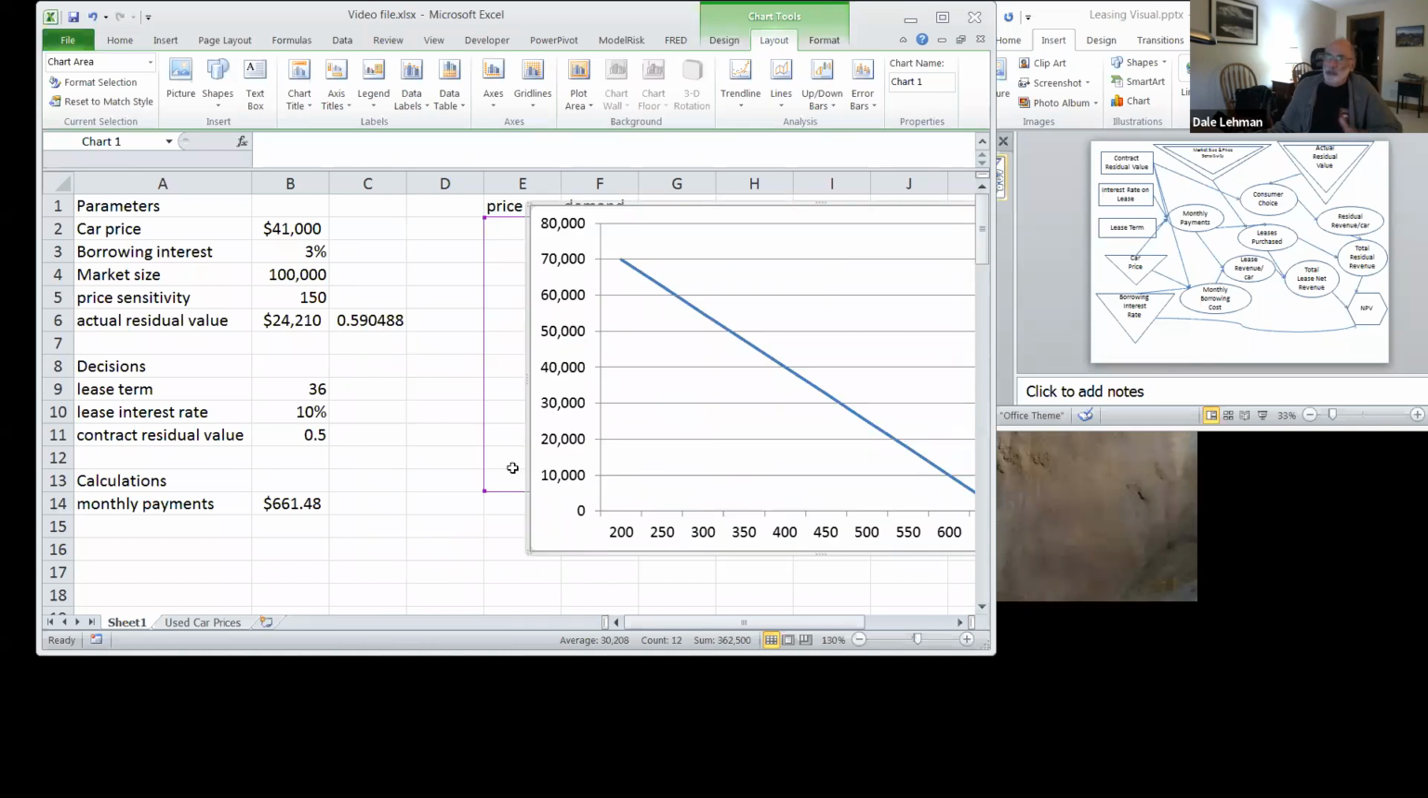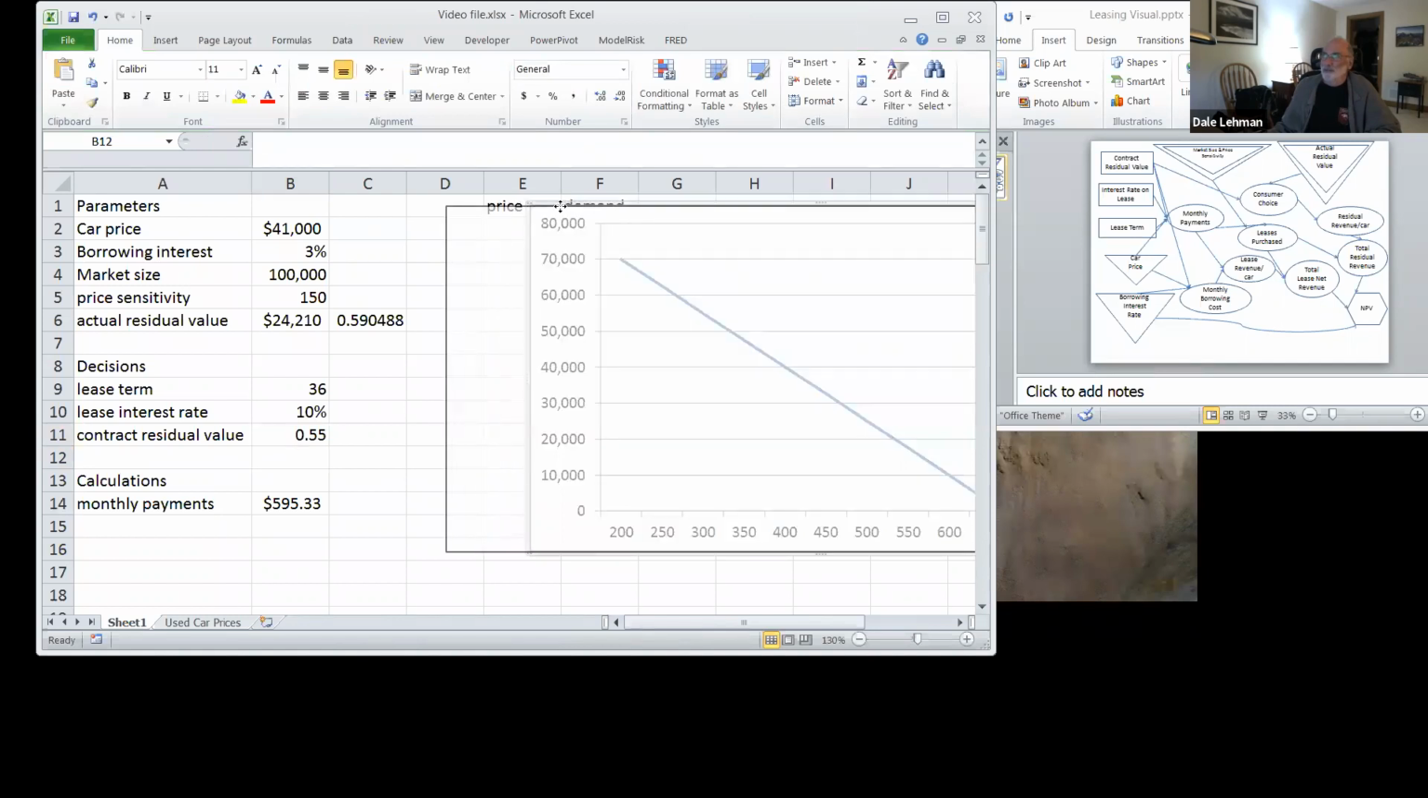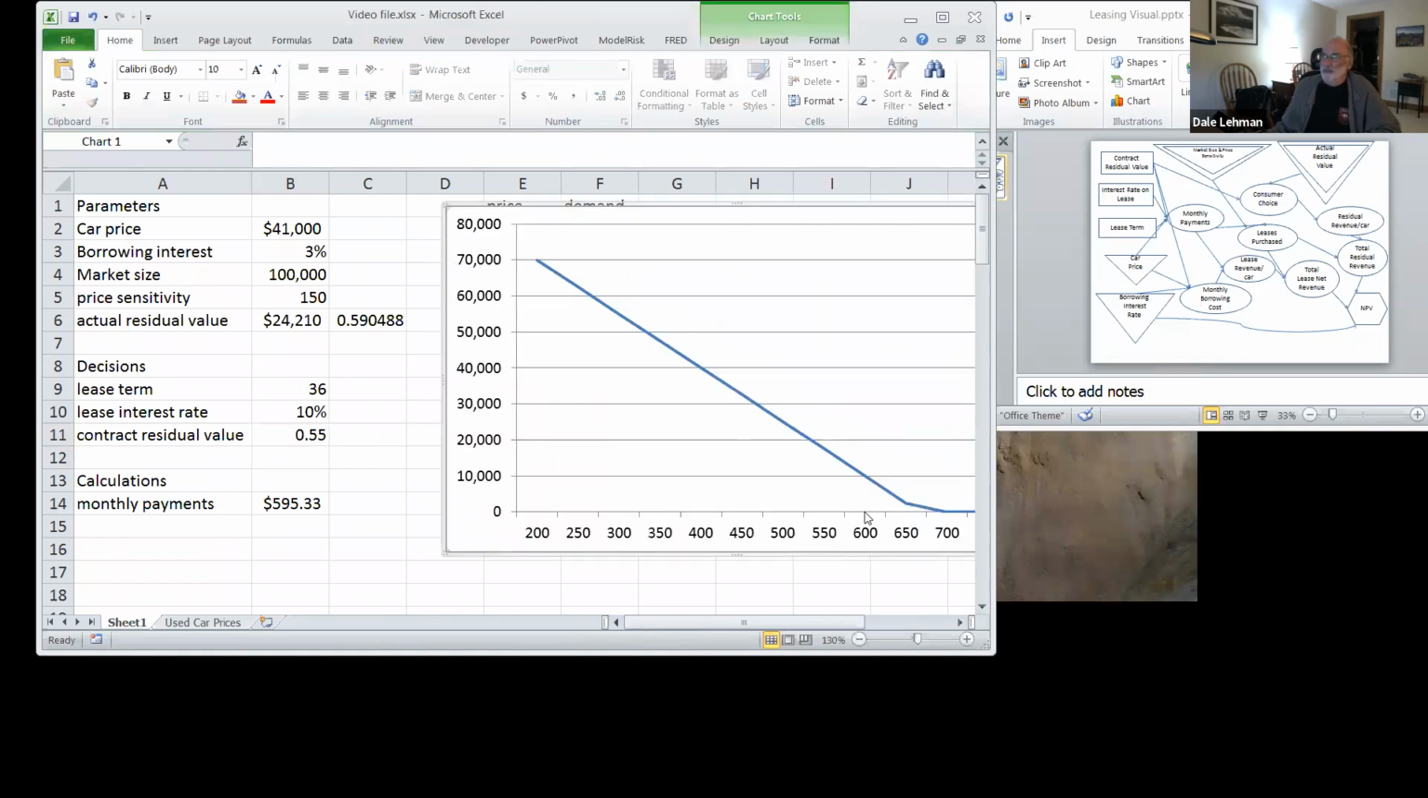So if you don't like the way that looks right now, so this is the value of having a model. We can go back here and say, okay, let's set this at 0.55. Now we've lowered it to $595. And so we at least have some leases here. It looks like we have almost 10,000 leases that we'd sell at that price. So let's just put that over on the side.